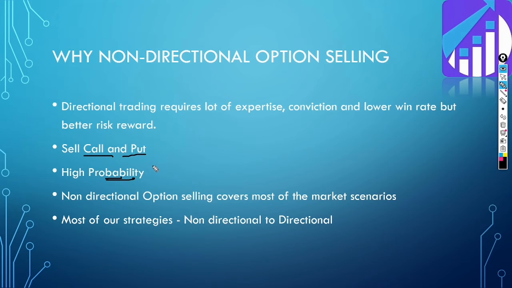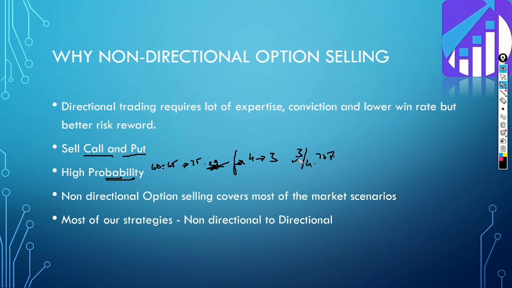Suppose non-option selling has a 60% profit probability. Okay, 60 to 65%. Now with our strategy we try to optimize and take it to 75%. So what do I mean by higher probability? It means, for example, for every 4 trades taken we make profit in 3 trades. Basically 3 out of 4 trades we are in profit, so we have a 75% probability. So that is a higher probability game.